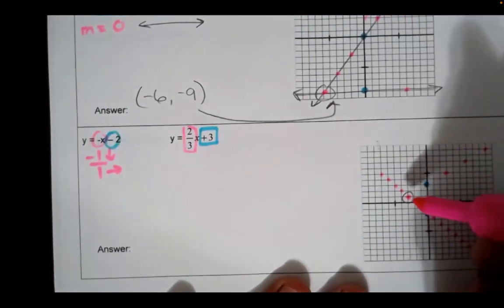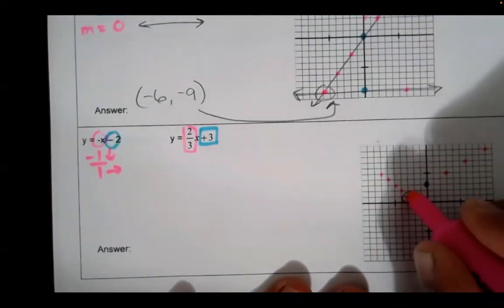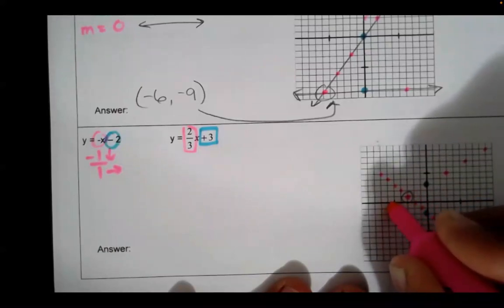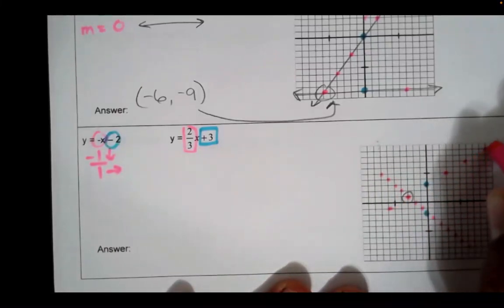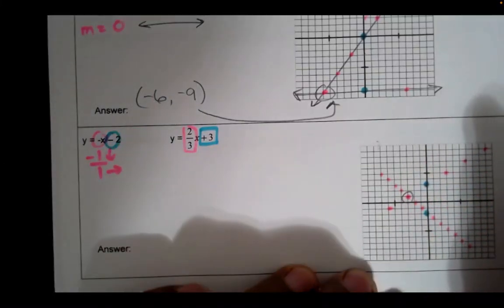But I'm going to go ahead and continue. So I'll draw just like one more point probably. Down 2, left 3. So at least like 5 points. And here I've got 6. Should be enough to draw my line.